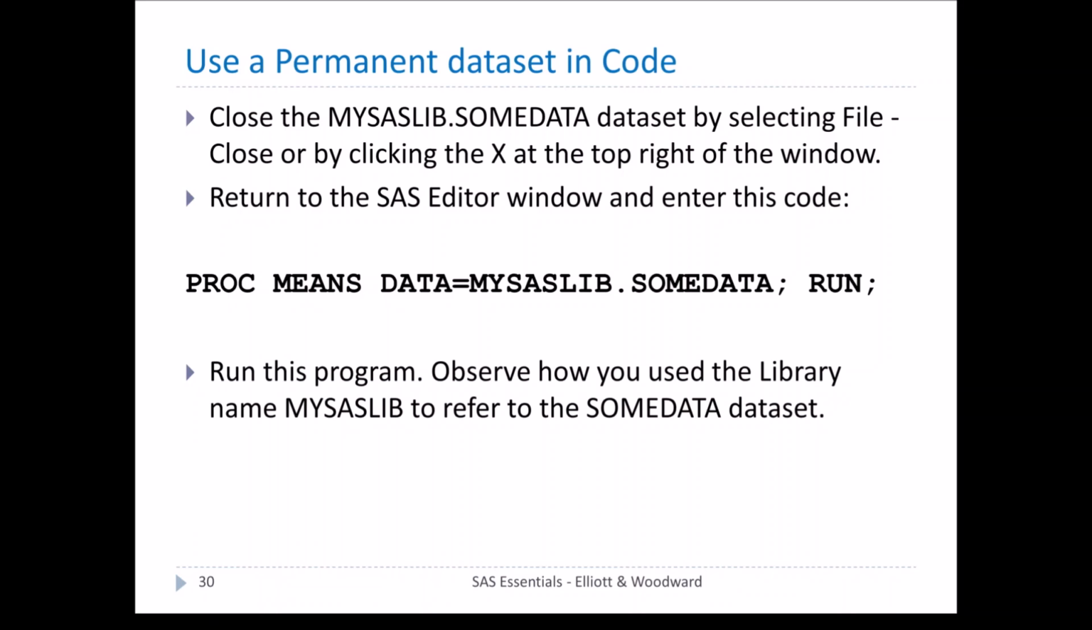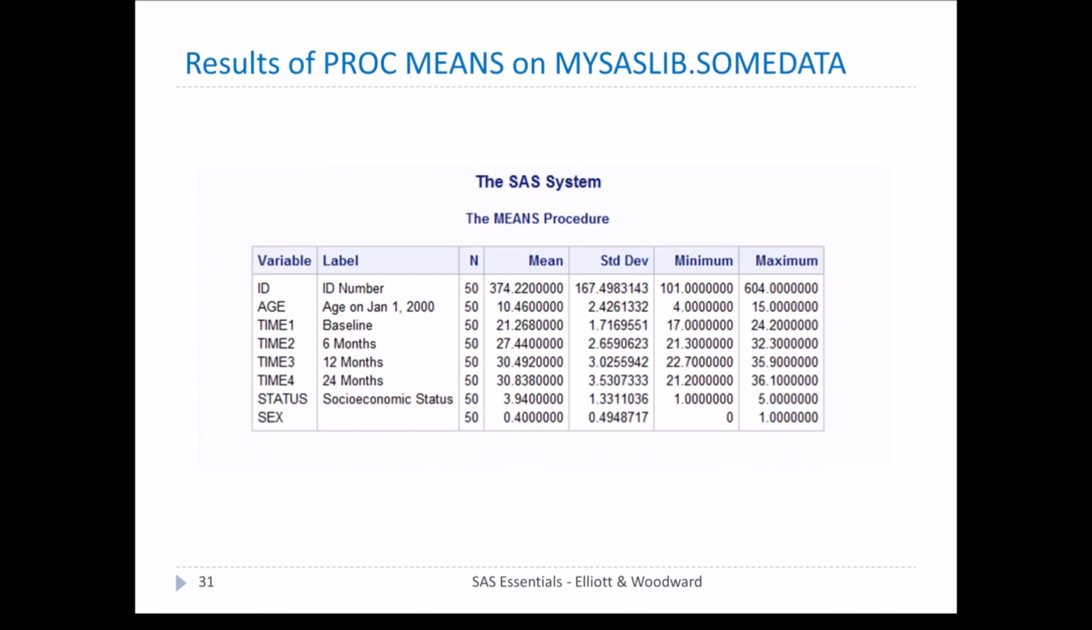So proc means data equal. Now notice it's not in quotes. When it's the Windows name of a file on your hard drive, you put it in quotes. But if it's a SAS library name, you don't need the quotes. So we say mysaslive.sumdata and then semicolon run, semicolon. We enter that code, we run it, and we notice that again it gives us the answers here. We have 50 records, ID number, and so forth.